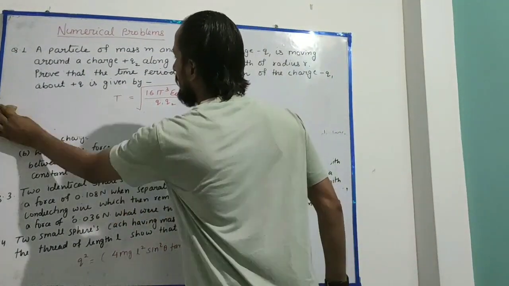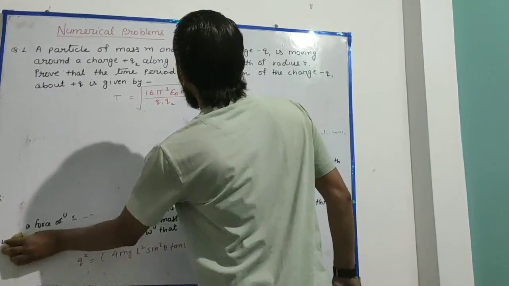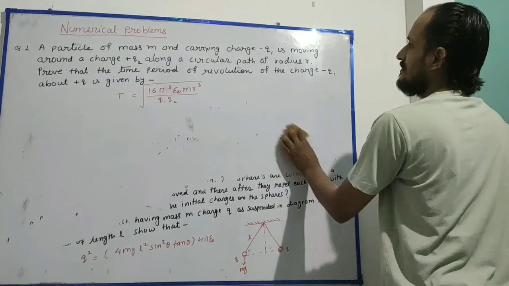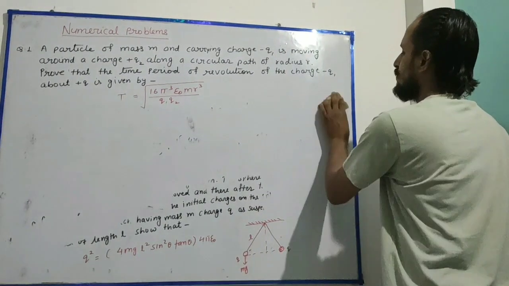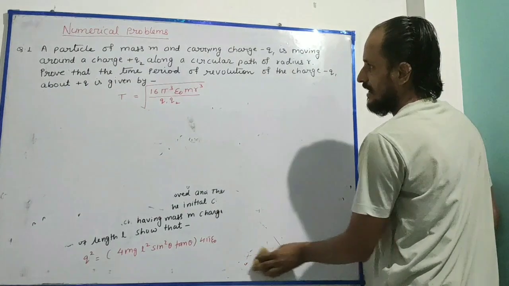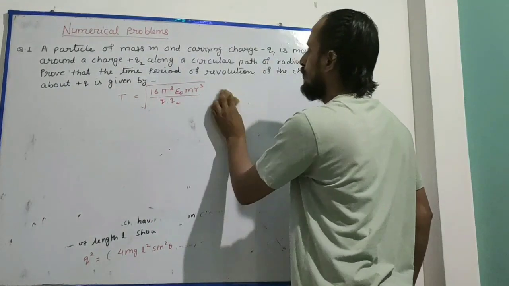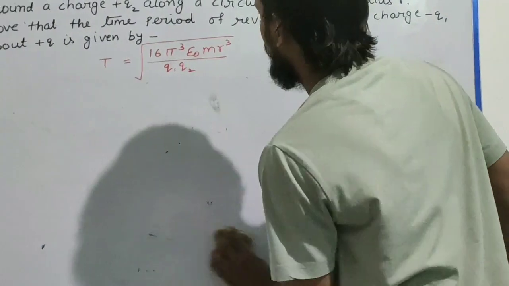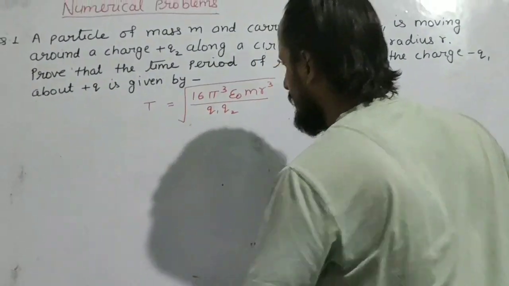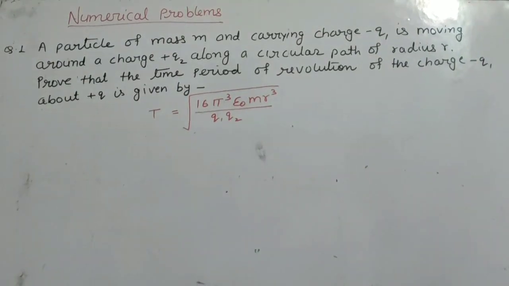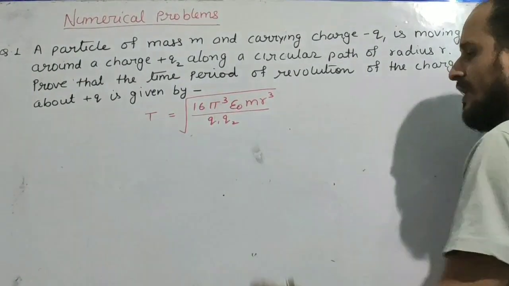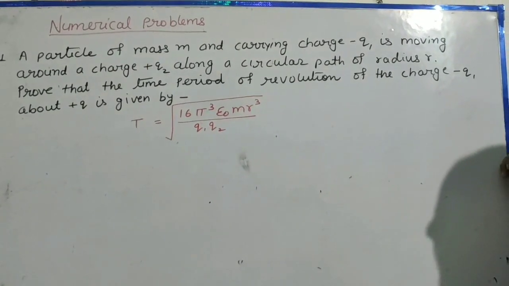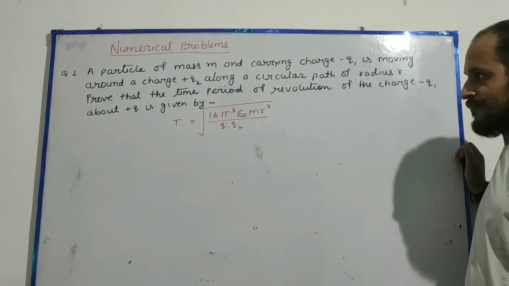See, first question: a particle of mass m and carrying charge minus q1 is moving around a charge plus q2 along a circular path of radius r. Prove that time period of revolution is given by T is equals to under root 16 pi cube epsilon naught m r cube upon q1 q2.